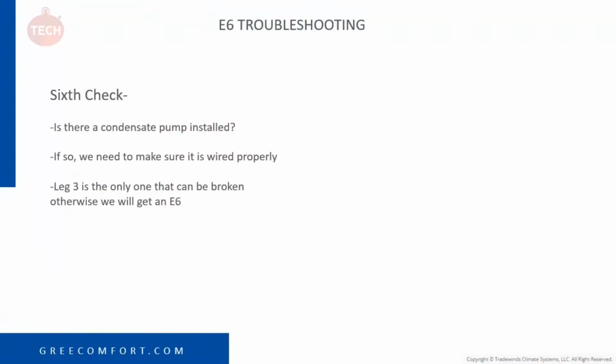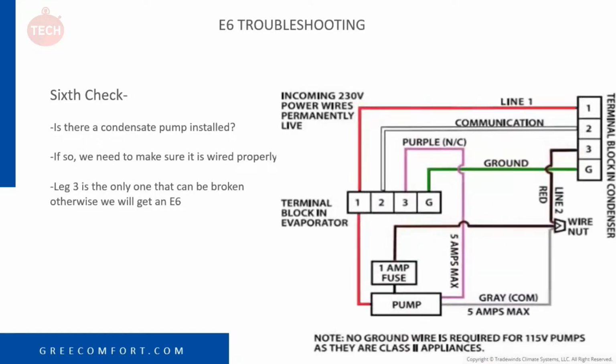The sixth check here: was there a condensate pump installed? If there was, we need to make sure that it was wired properly. Leg 3 is the only wire that can be broken, otherwise we can get an E6. In this picture, we have a wiring diagram of how to properly wire a mini pump. We can also send that out, and it's found on our website. In this picture with the purple wire through the pump, we're breaking leg number 3 through the pump. That will shut down the unit without generating a code. Like I say, if you splice or break any other wire, we're going to get an E6 code.